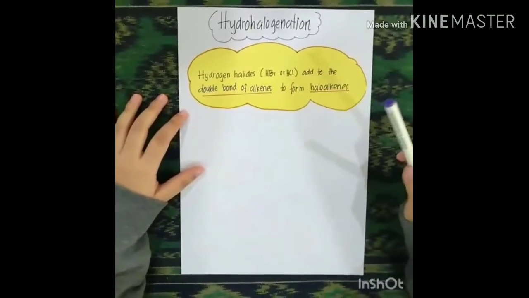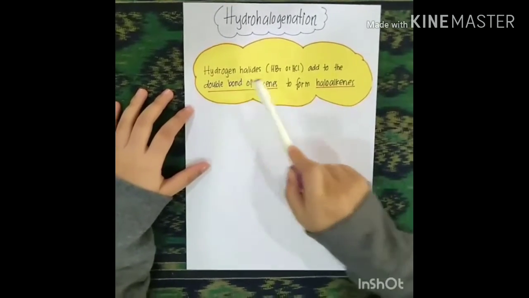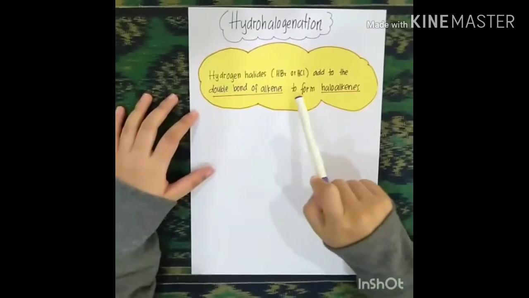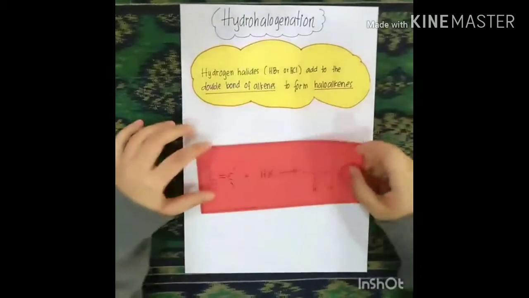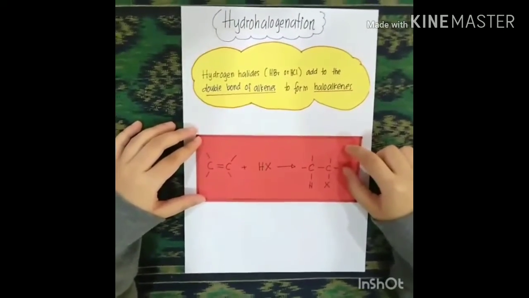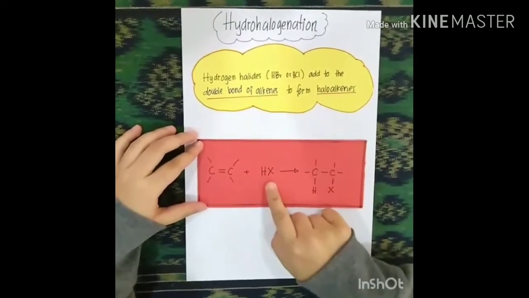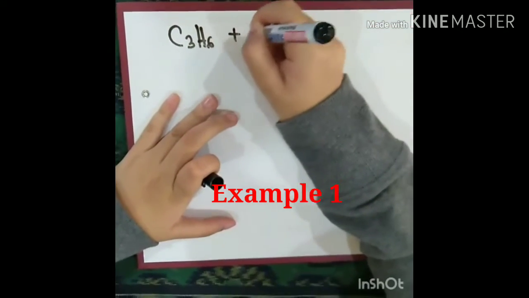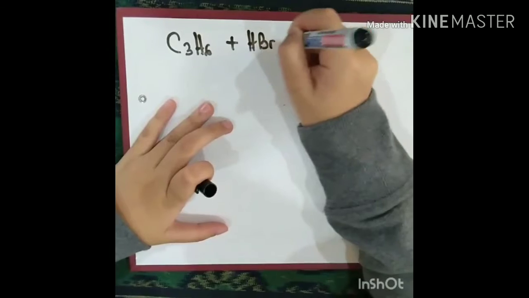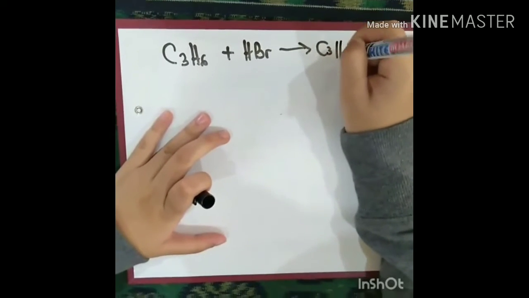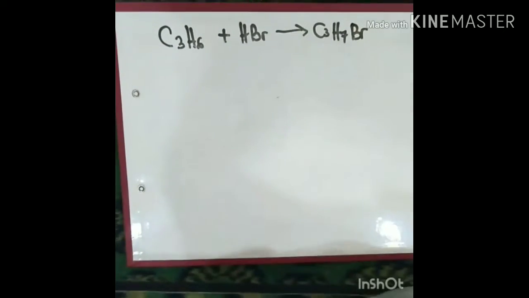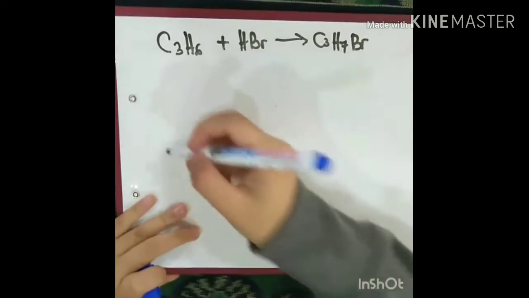Hydrohalogenation. Hydrohalogenation is when a hydrogen halide, HBr or HCl, adds to the double bond of an alkene to form a haloalkane. This is the formula for hydrohalogenation, in which HX represents the hydrogen halide. The first example is when propene, C3H6, was added to HBr and the product will be C3H7Br, which is 2-bromopropane. Let's expand and see what happened.